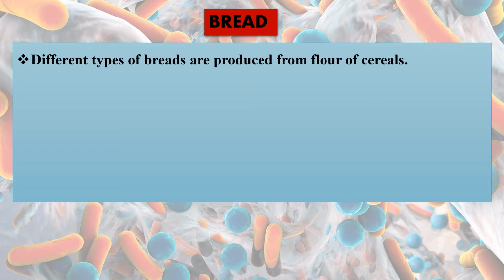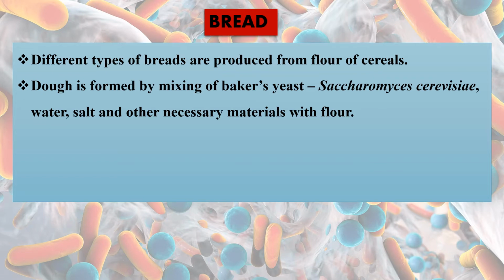There are different types of breads which are produced from flour of cereals. Various cereals like मैदे से बनते हैं कुछ breads, some whole wheat से बनते हैं, कुछ oats से बनते हैं. ठीक है. मल्टीग्रेन से बनते हैं. So रोटी भी हमारी एक तरीके की ब्रेड है. Dough is formed by mixing baker's yeast. जो भी आटा है उसके साथ में baker's yeast, that is, the name is Saccharomyces cerevisiae. Water, salt and other necessary materials are mixed together with the flour.